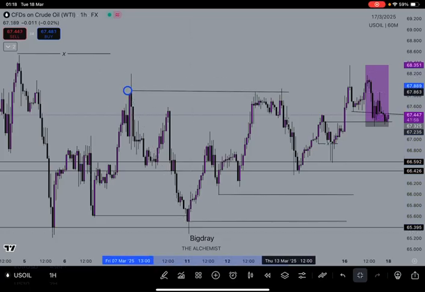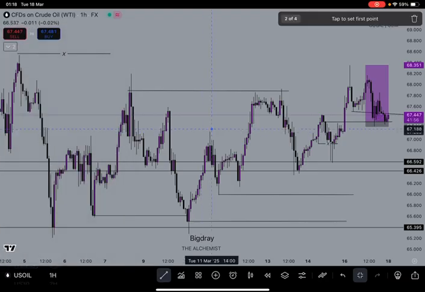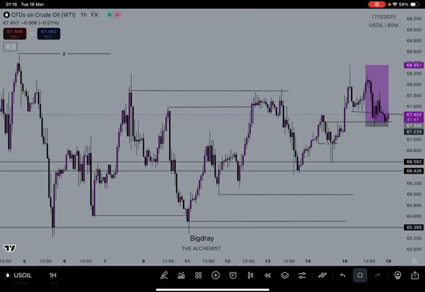Why did the market sell? Because there was liquidity. Sorry, we have not talked about liquidity. We'll talk about liquidity very well, don't worry. I'll talk about liquidity. You can see there's liquidity close to it. And this is your entry. Very simple stuff.